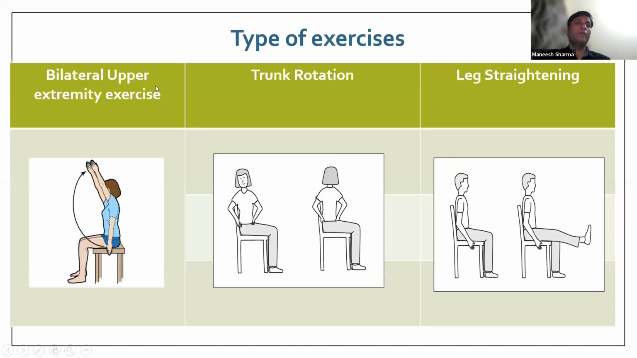Okay, and bilateral upper extremity exercises, then trunk rotation and the leg straightening. So these are a few exercises which are recommended during phase 2 of cardiac rehabilitation.